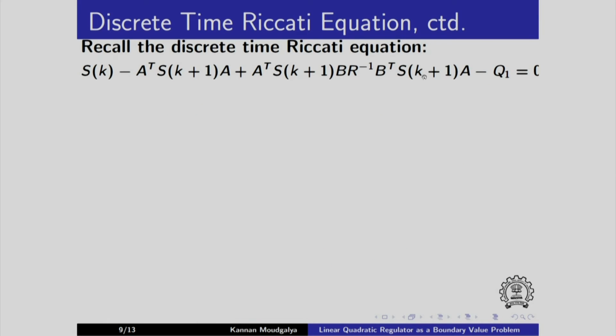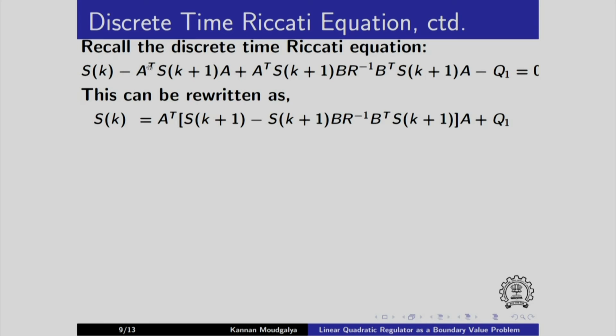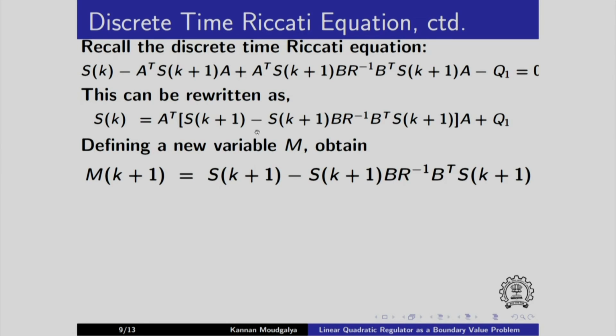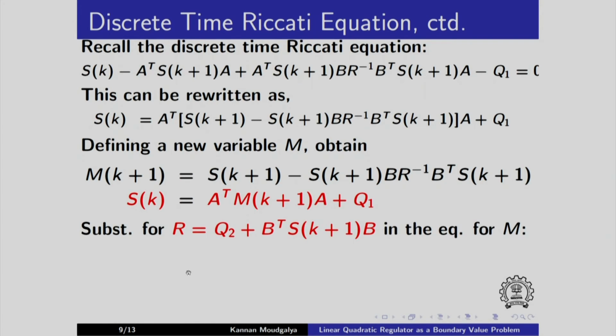This is the equation we derived. We can take all terms from second onwards to the right hand side, I get this expression. Now let us define whatever is in the bracket here as M. So I get an expression for S of k, which is A transpose into this whole thing, M, times A plus Q1 from here. Now let us substitute for R, recall the expression for control effort we derived, in the expression for M.